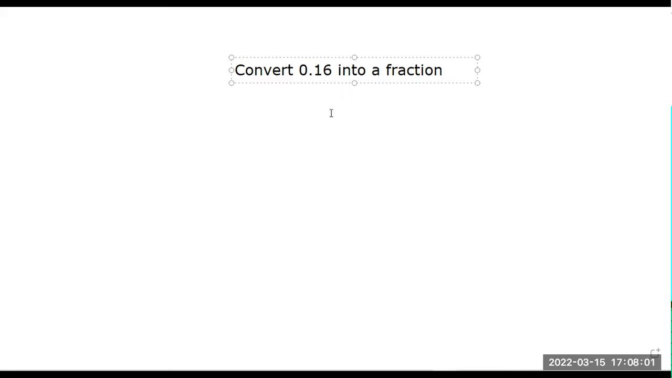Right, so can anybody tell me what the answer would be? Good answer. It would be 4 over 25. Now let's see how we get that. The first thing to remember is how many numbers there are. There are two numbers after the decimal point. So would we be using hundreds or would we be using tens? I'm writing the explanation here.